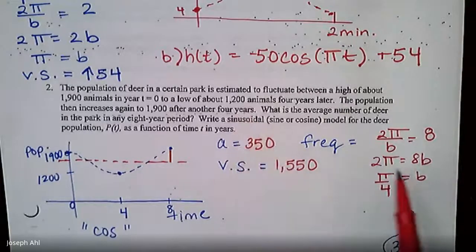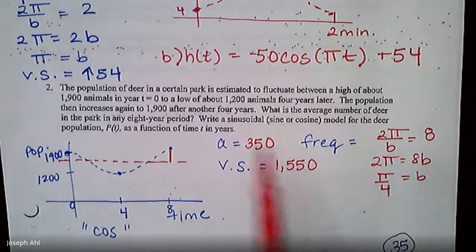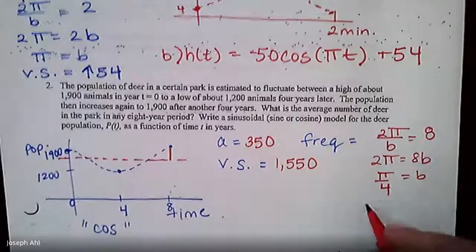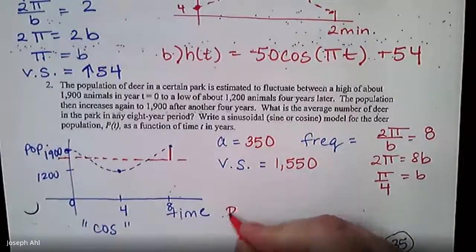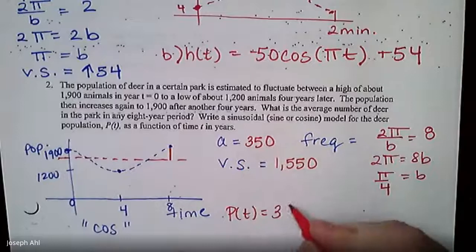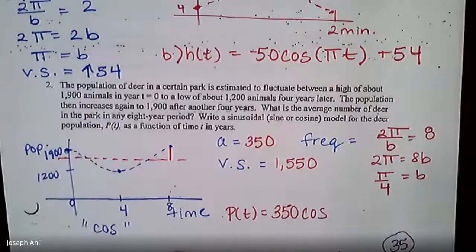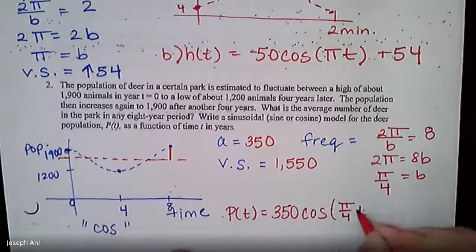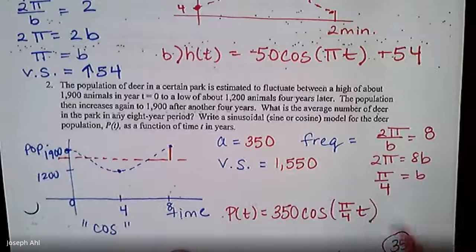That should be all the pieces that we need to put together. We have the amplitude, we have the frequency, we have the vertical shift. There was no phase shift. So putting all the pieces together, we now know the function for the population, p of t equals the amplitude, 350, times cos of the frequency pi over 4 times t. Close the parentheses and then add on that vertical shift.